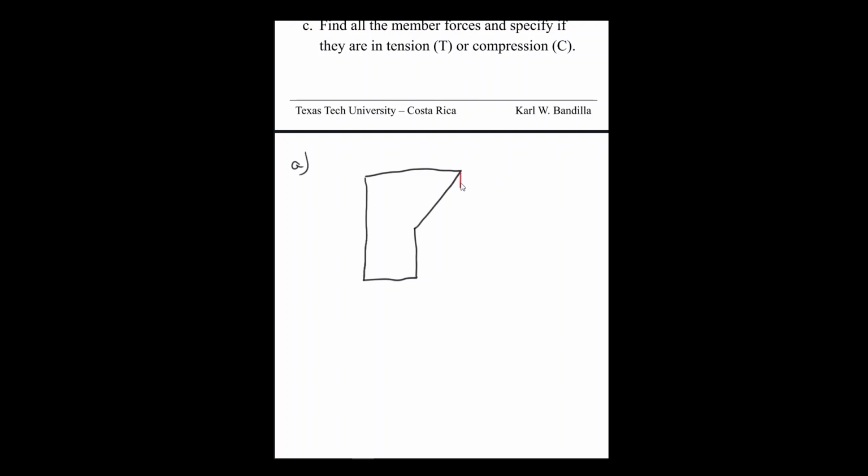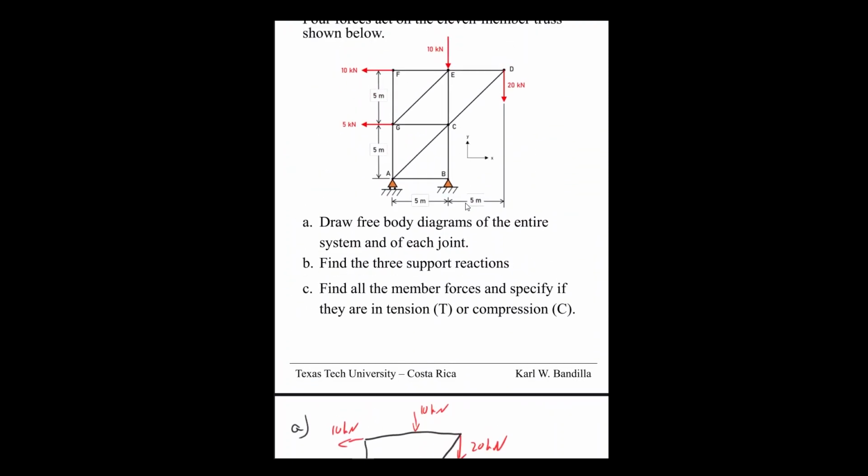We have 20 kilonewtons out here. We have 10 kilonewtons right there. We have another 10 kilonewtons there, and then 5 kilonewtons over here. That's our forces. And then of course we have some support reactions, the 2 supports at A and B.